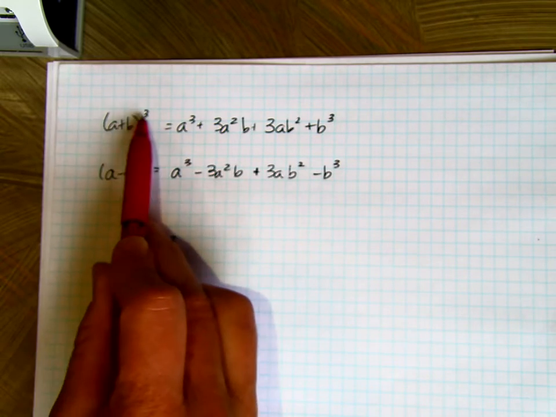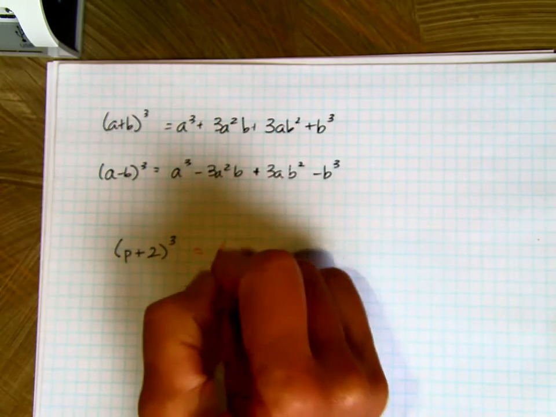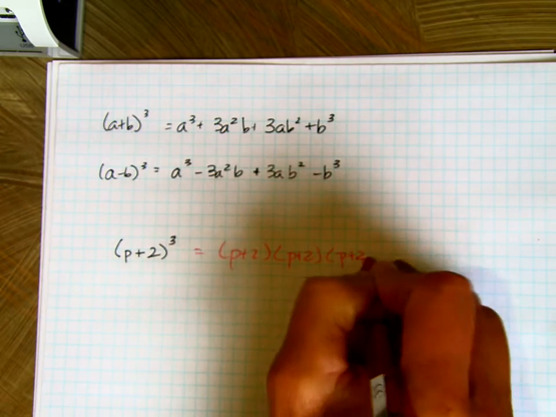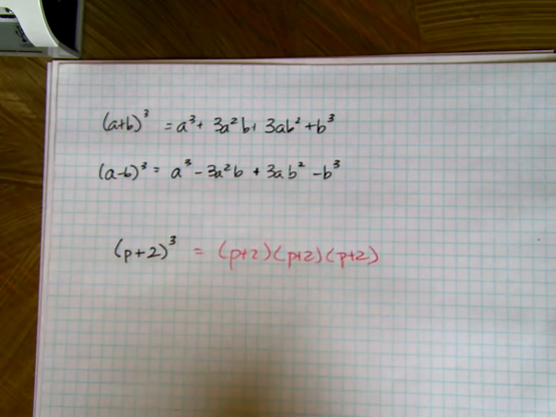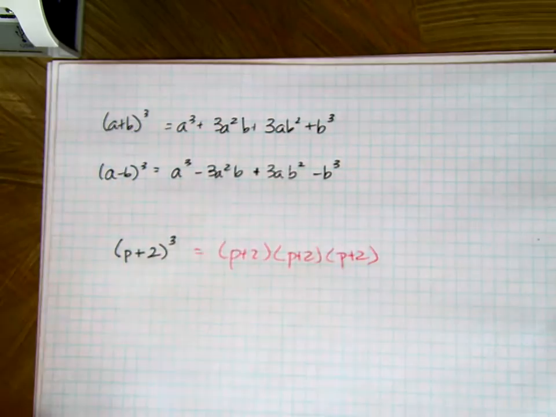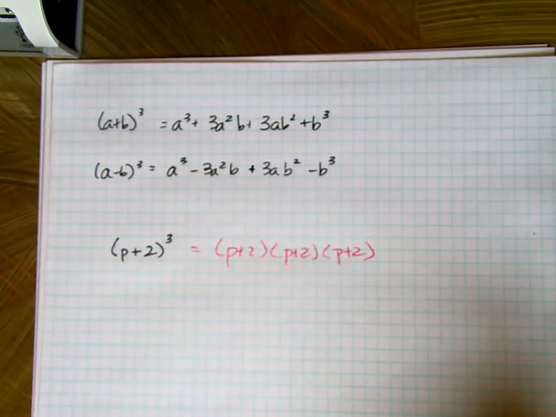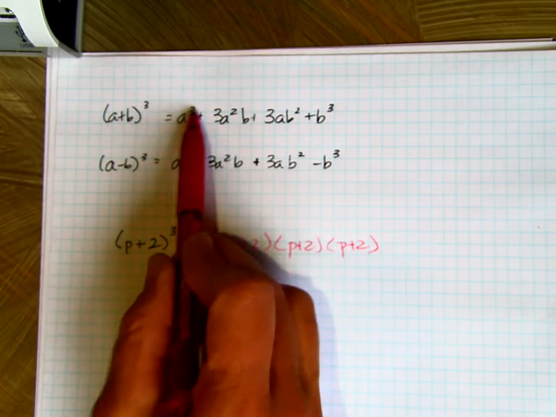Something plus something cubed. Really, remember, that would actually mean p plus 2 times p plus 2 times p plus 2. And sure enough, you could FOIL and get this all right. FOIL these two guys, then distribute one more along with that. But there is a pattern here.